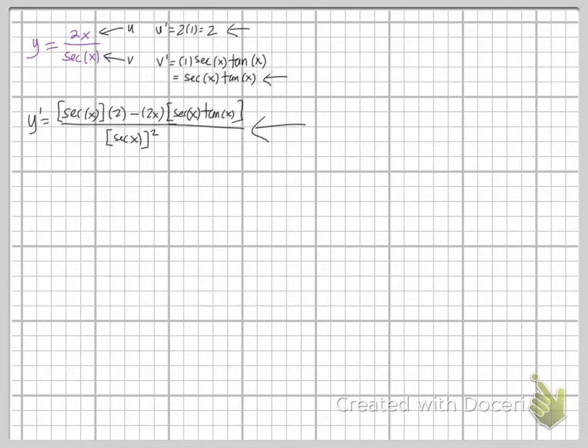So I'm just going to get rid of all the brackets and the parentheses. I have secant squared of x, and the first term, 2 times secant of x, is 2 secant of x, and then minus 2x multiplied by secant of x times tangent of x is just 2x secant of x tangent of x, and that's it. This is the answer.